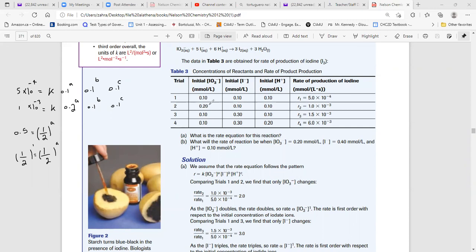Then I can choose the other ones. See, these two are the same, this and this are the same, and these are different. So if I use these two, I do the same thing. I divide it. I can find B, right? Also, if I use this and this, which are the same, this and this the same, then these two are different. So if you use 3 and 4, do the same thing, I can solve for C.